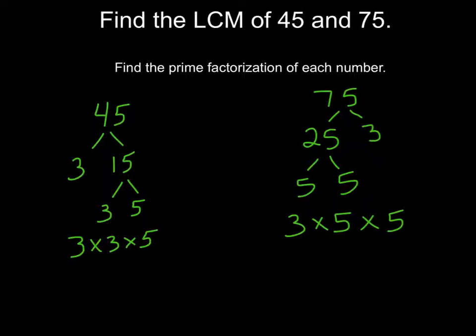Then I went over to 75, and I did 25 times 3. 3 is prime. And I broke 25 into 5 and 5. So there's my prime factorization for 75.